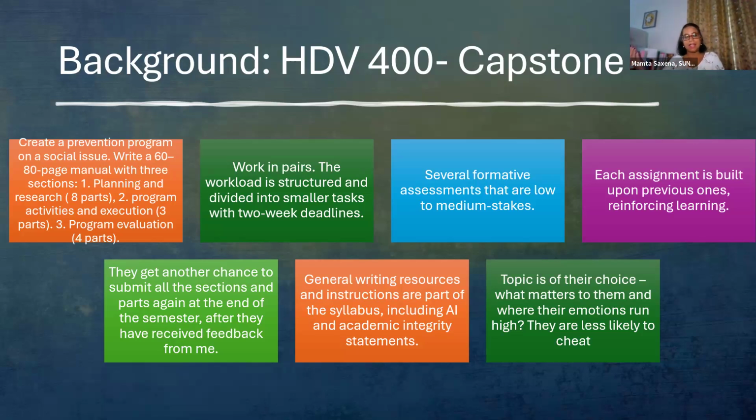Even before AI, I used to give them a lot of writing resources as part of the syllabus. Academic integrity statements were always there. Ever since AI came in, there was a need to change things, because I realized that students were just copy pasting standard prompts into ChatGPT, and they were not using anything else other than ChatGPT. They were giving me very, very generic responses based on these prompts.